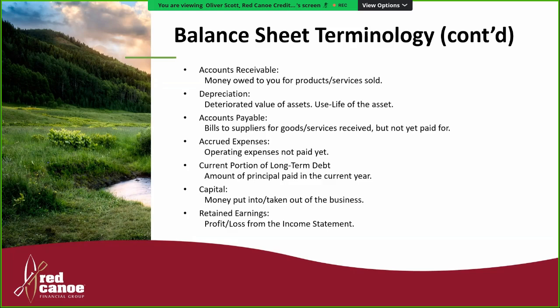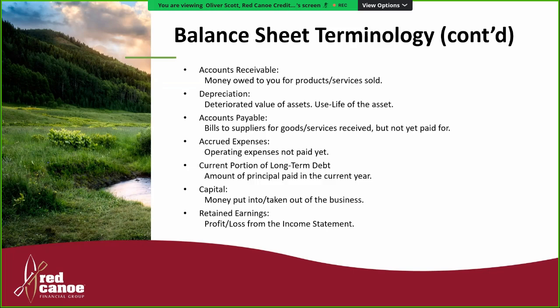Then you have depreciation. This is the deteriorated value of assets. When you buy a car, they say as soon as you drive it off the lot, it's worth a third less than what you just paid for it. That's depreciation. So you put that onto the balance sheet, and the way that it's calculated is based on the useful life of the asset.